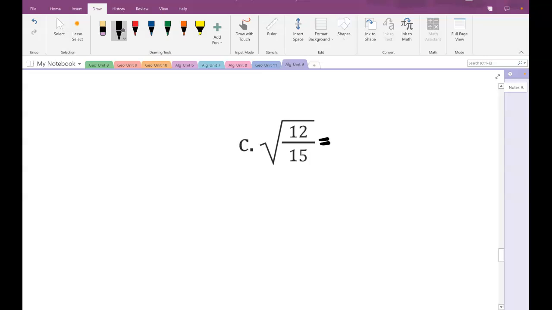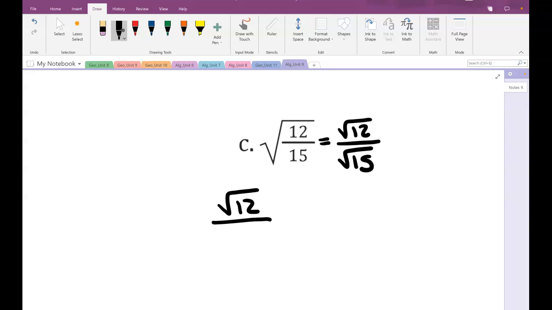Problem C, this is as difficult as your problems will get. So square root of 12, square root of 15, we'll split those both up. Neither of these are perfect squares. 12 isn't a perfect square, 15 isn't a perfect square. So what we're going to do is we have to get rid of this square root of 15 on our denominator. We do not want it there.